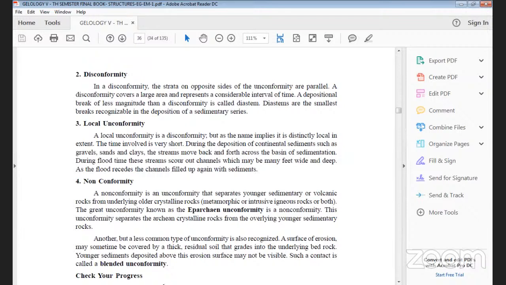In a disconformity, the strata on opposite sides of the unconformity are parallel. A disconformity covers a large area and represents a considerable interval of time. A depositional break of less magnitude than a disconformity is the smallest break recognizable in the deposition of the sedimentary layers.